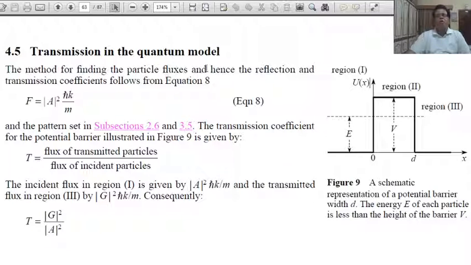Transmission model in quantum mechanics. That means how the quantum model of transmission is given here. We know that F equals A squared h cross k upon m. Similarly, as in the potential step, what is T? The transmission coefficient is nothing but the ratio of the probability current density of transmitted particles upon the probability current density of incident particles. That is the flux of transmitted particles upon the flux of incident particles, and this is given by G squared upon A squared. T equals G squared upon A squared.